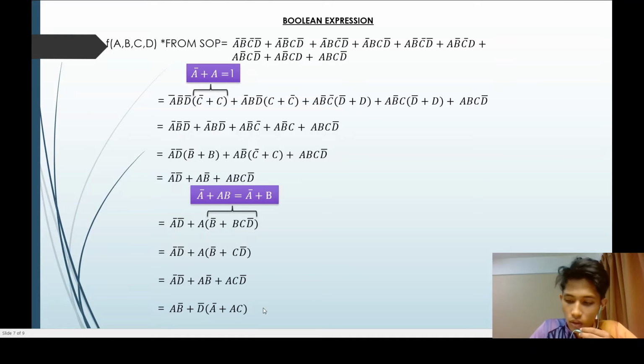algebra rules. So the result will be A B bar plus D bar in the bracket A bar plus C. So A here is eliminated because it follows one of the Boolean algebra rules. So here is our simplest Boolean expression, the simplest equation that we get. So this equation we will use to do the logic gate diagram.